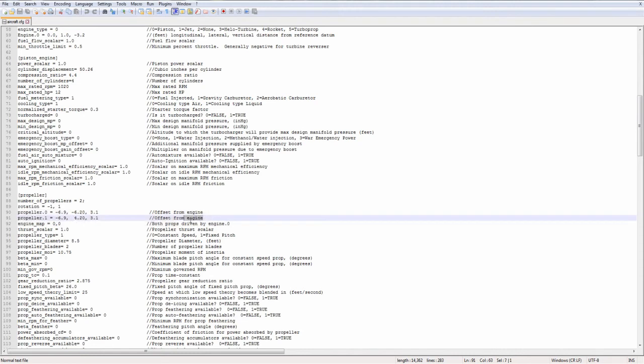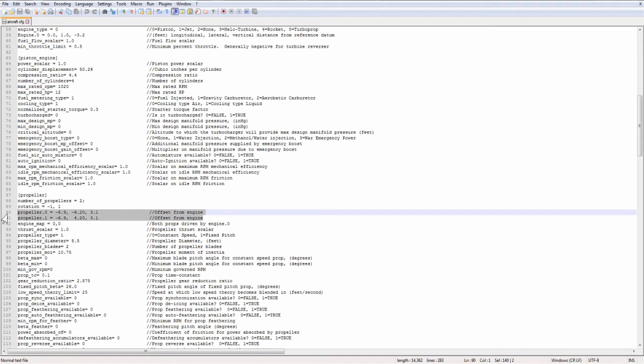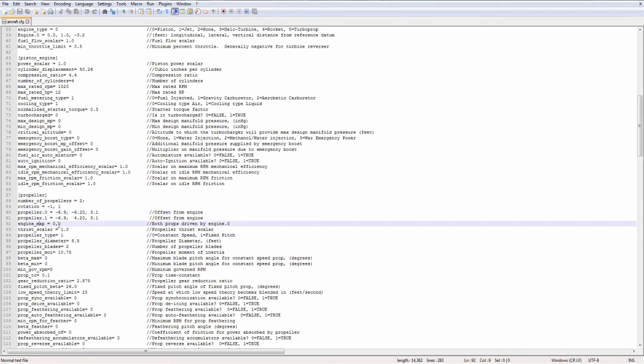So these first 2 sections here, these let you define the propeller number and where they are. So you can see here we have propeller.0, propeller.1. Usually when you see that dot, then a number, that means you can define any number of them. I don't know if there's any real limit, but here we have 2 propellers. The next is the engine map.